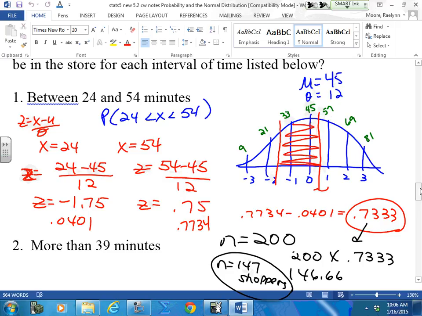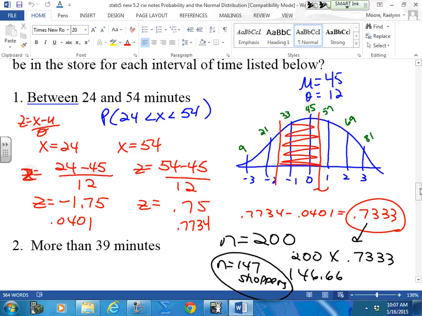Where did the 200 go? The 200 came from the problem. If you look in your book, part B, said if 200 shoppers enter the store, if I bring it back up there, I'm going to lose this. If 200 shoppers entered your store, how many would you expect to be in there between your 24 and 54 minutes? So this is a prediction. We're making a prediction of what's going to happen. And we can, according to what we looked up, say about 73% of those shoppers will be in there that long. Yes? So no matter how many minutes it's in, all you have to do is take that percent and number how many people. That's how many fit that scenario.